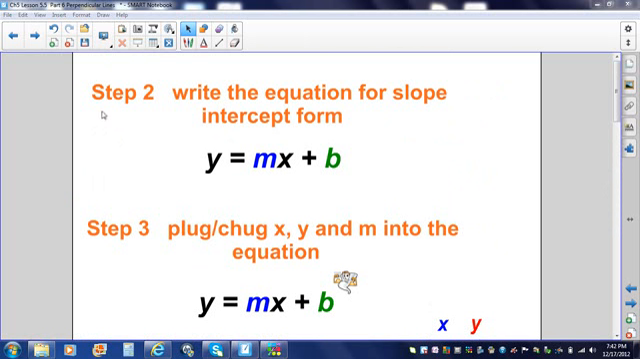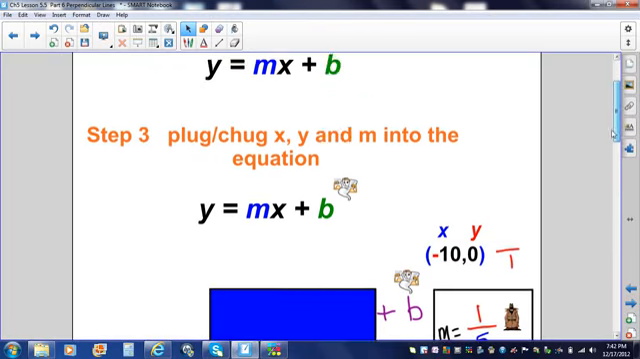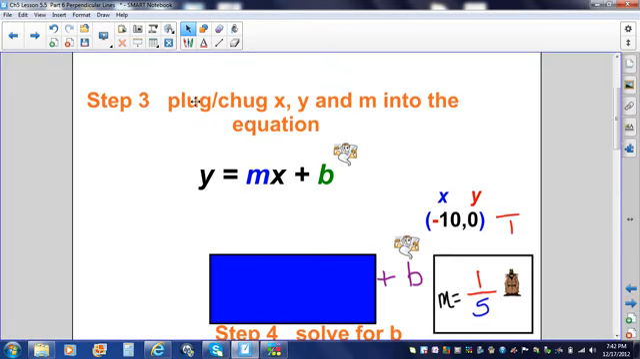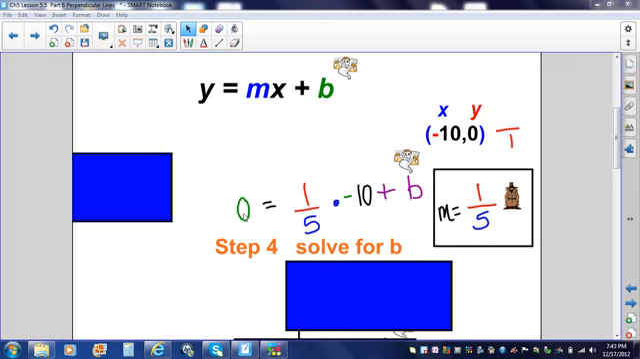Step number 2, write the equation for slope-intercept form, y equals mx plus b. Step number 3, chug x, y, and m into the equation. X is going to be negative 10, 0 is going to be y, our slope is going to be 1 over 5. So I put 0 in for y, I put my slope 1 over 5 in for m, I put negative 10 in for x. Now, let's bring up our cash register and see what we get.